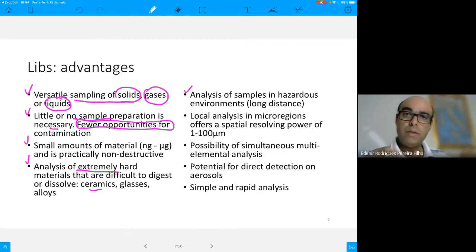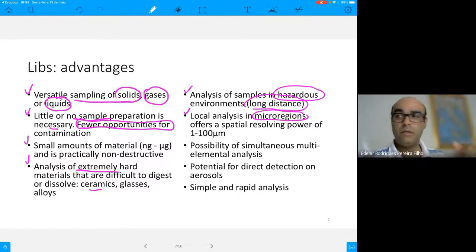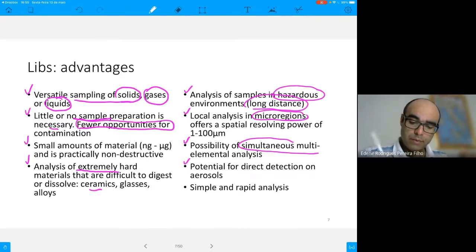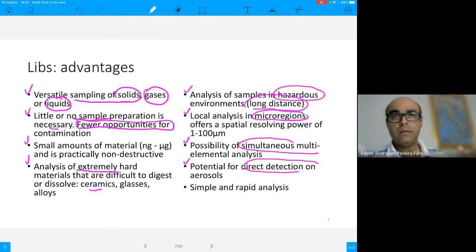We can use LIBS in hazardous environments and also at long distance. We can perform, for example, analysis of microregions, and we can also perform simultaneous multi-elemental analysis. LIBS has potential for direct analysis of aerosols, and the analysis is very fast. In a few seconds, you can obtain several spectra.